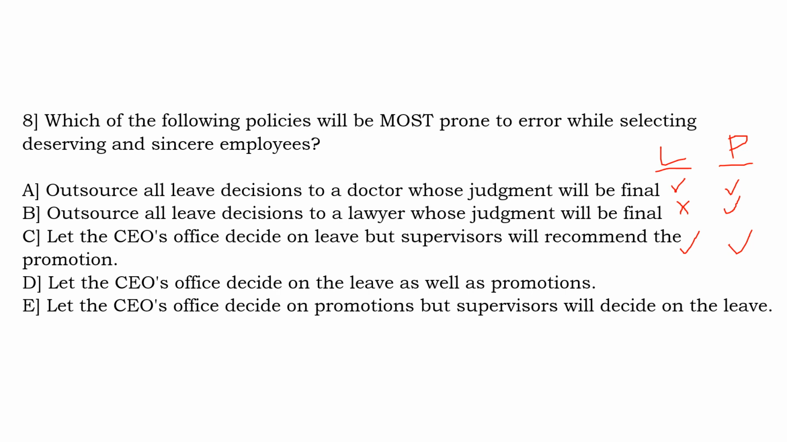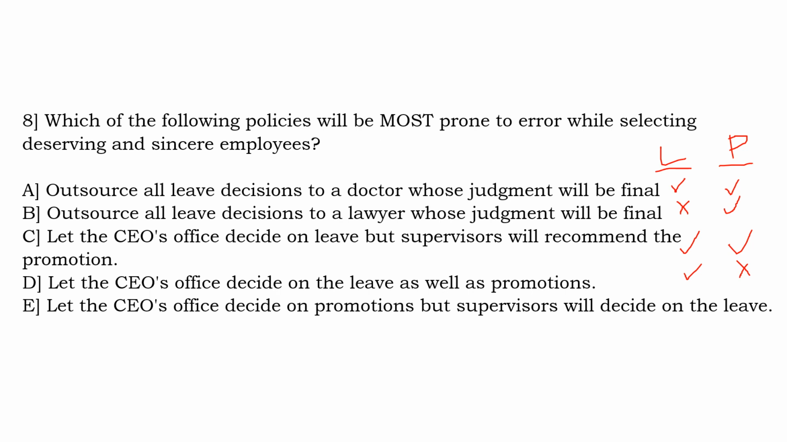Then option D, let the CEO's office decide on the leave as well as promotion. So CEO's office deciding on the leave, yes, less error prone. CEO's office deciding on the promotion, error prone, because the CEO's office cannot decide on the promotions because they don't know how each and every employee is performing. Only the supervisors can do that. So there are two options now where you have partial errors.